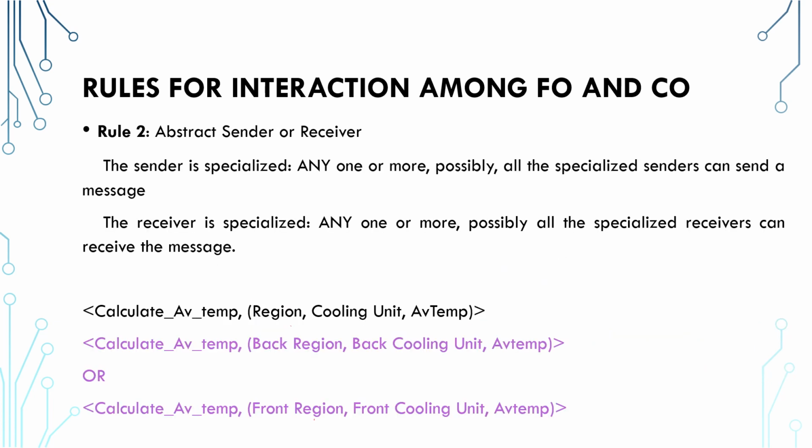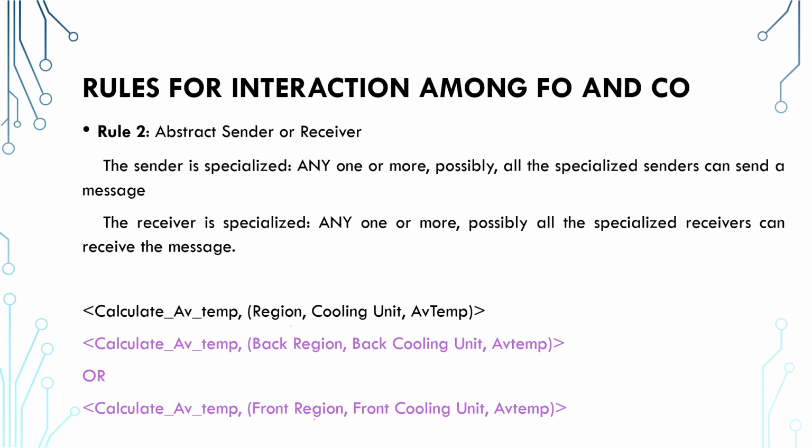Rule 2 considers the communication with abstract sender or receiver. Here the rule states that when the sender is specialized, then any one or more, possibly all, of the specialized senders can send out a message. If the receiver is specialized, then any one or more, possibly all, of the specialized receivers can receive the message.